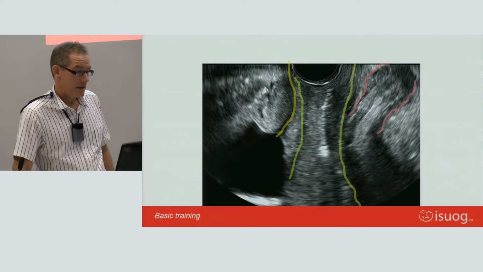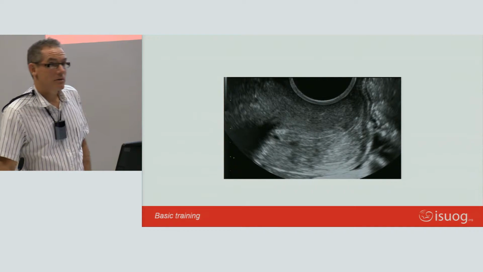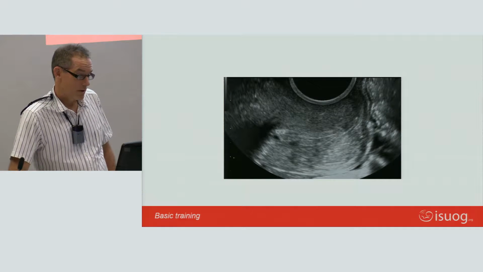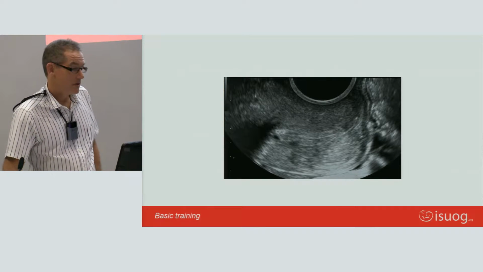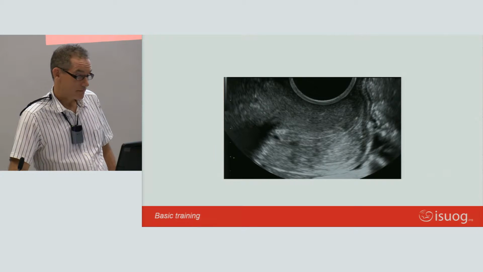On one side, and on the other side, you should see your rectum. As you go to the top of the vagina, you'll see the cervix come into view with the posterior vaginal wall behind it. And then you start seeing the internal and external os of the cervix with the canal.